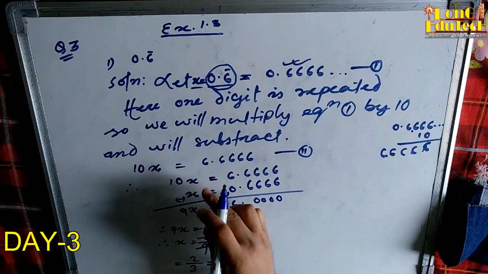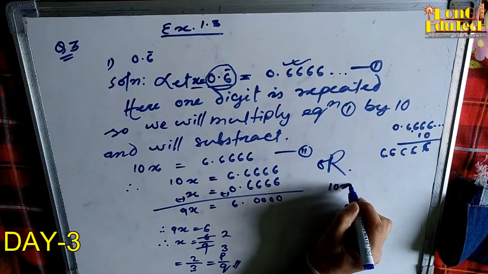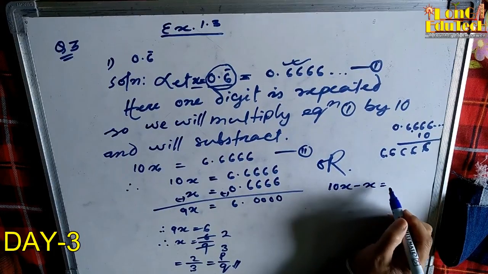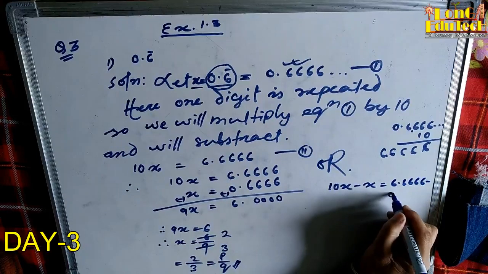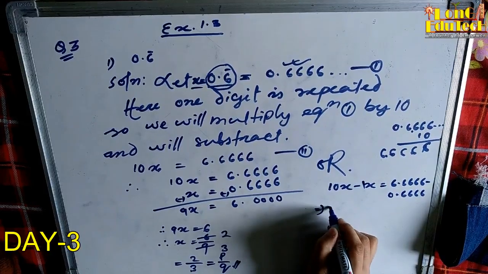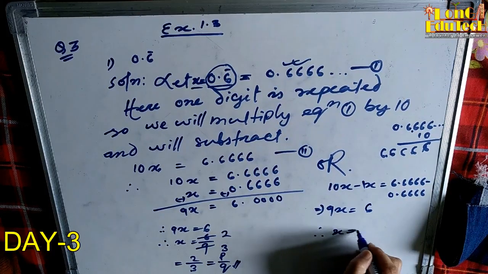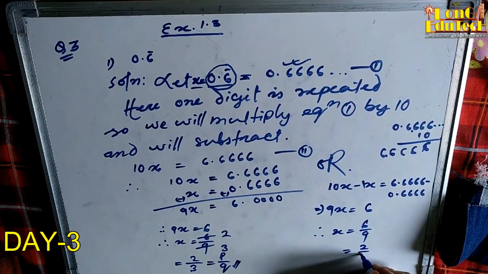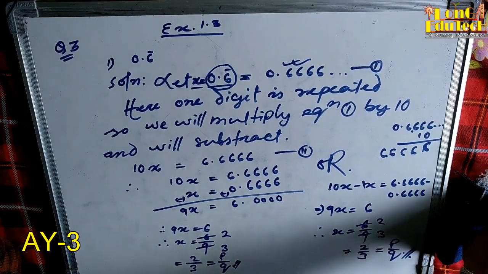Or in this subtraction, left hand side will subtract, like 10x minus x. Here also right hand side, 6.6666 minus 0.6666. 10x minus x is 9x. Here all these decimals cancel, then only 6 will be left, right? Therefore x is equal to 6 by 9. By cancelling, 2 by 3, 3 to the 6, 3 to the 9, which is in the form of p by q. Yeah, this is the method that we have to apply in these calculations. Understand? Right. So we'll proceed to the next.